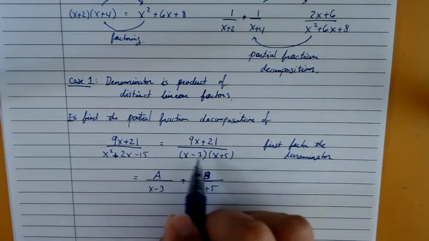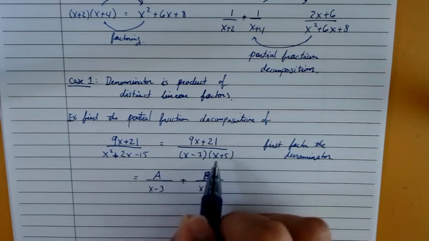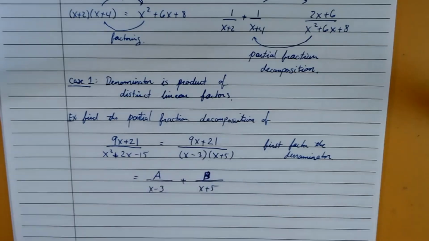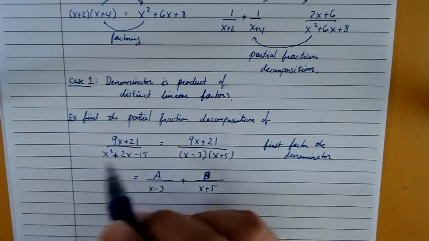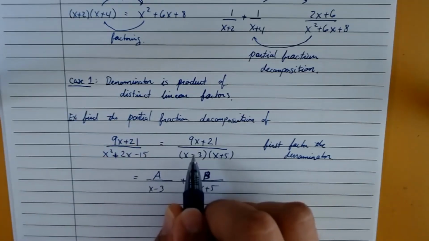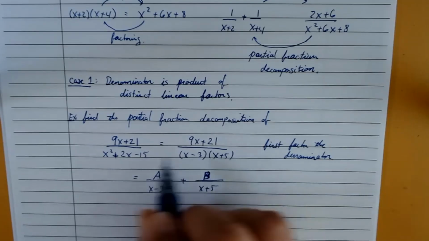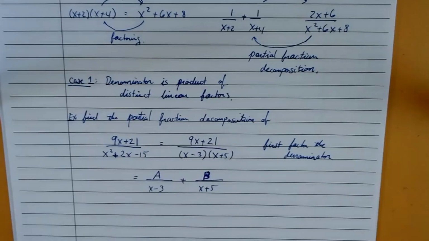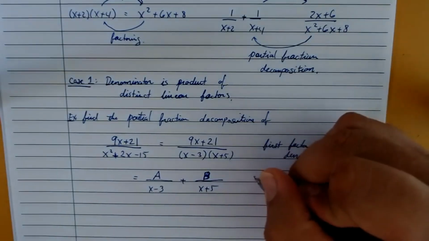You say, well, what if they're not distinct? What if they're not different from each other? Well, then we'll have a different case. We'll have to handle that a different way. What if they're not linear? What if they're a bigger power? Well, then again, that would be a different case. We'll handle that a different way. So our second step is second.